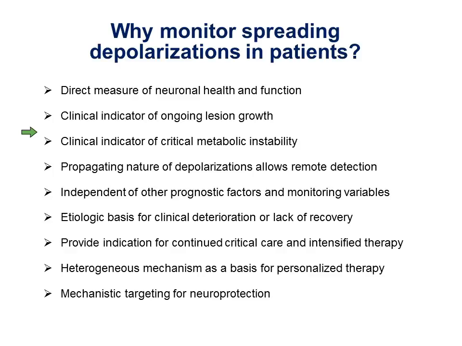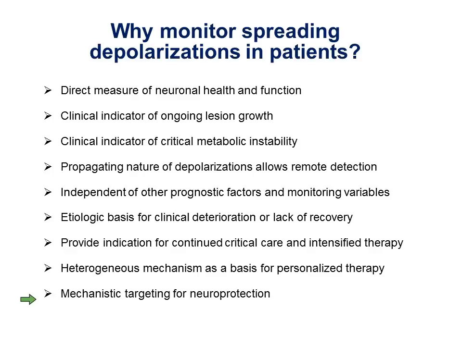It's an indicator of lesion growth and metabolic instability, as we consider from the basic science data. But importantly, spreading depolarizations are a heterogeneous mechanism. We see them in some patients and not in others, and they occur with different patterns. And in many cases, they are the etiologic basis of clinical deterioration, and so they should be monitored for that reason. And in the future, I think they really can be a basis for personalized therapy for targeting neuroprotection treatments. That remains somewhat to be validated.